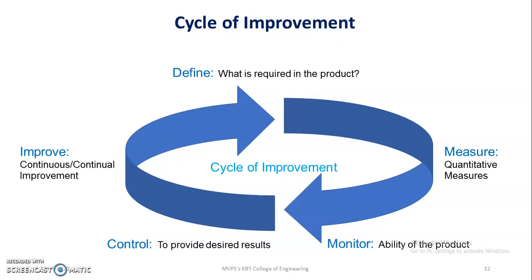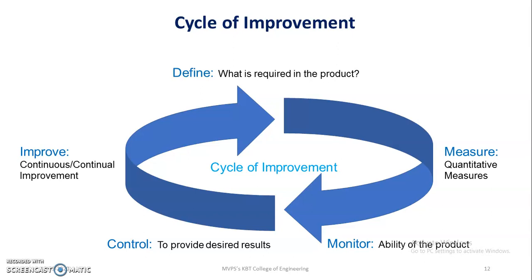So management must put some mechanism in place for reviewing and controlling the progress of product development and testing. So the control stage of the cycle of improvement gives focus on providing desired results.